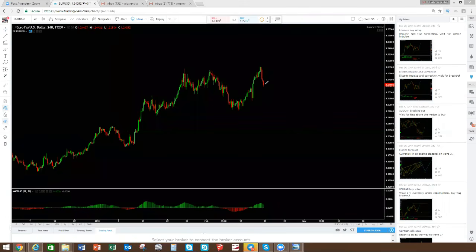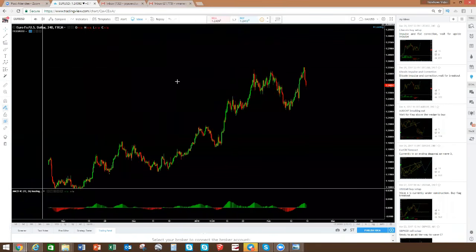Otherwise, if you don't get a corrective structure here, what this means is that you already have your 1, your 2 starting there, but your 2 may drop a little bit to the 50%, and then you get your 3, your 4, and your 5. See, when it is an impulsive move, it is an impulsive move. No two ways about it.